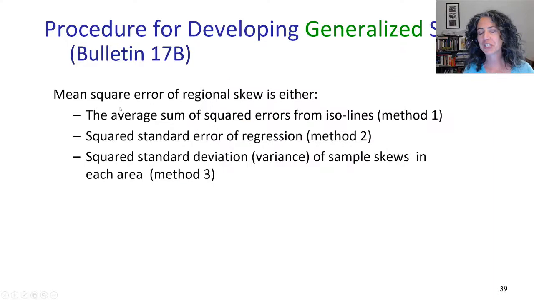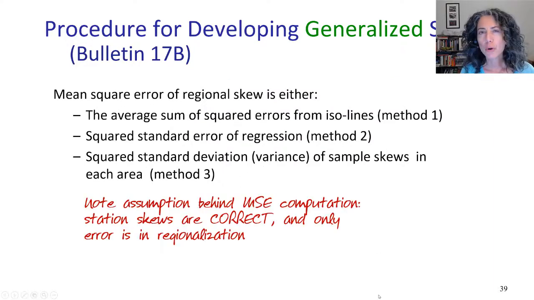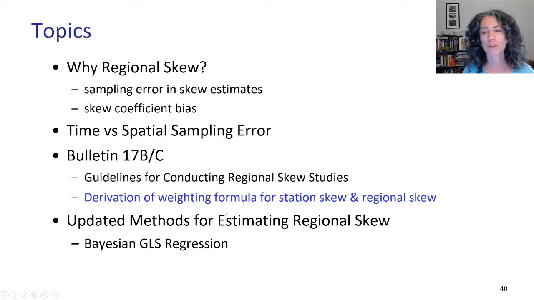This slide just has the mean square errors that I just noted for each of the methods. Note the assumption that is behind the mean square error in each of these methods. It's actually accounting for only the spatial error in these methods for regionalizing, and it's assuming that the station skews that are being used are correct. It's not accounting for the error in the station skew estimates themselves. And this is where a lot of the improvements in the regional skew methods are going to make a big improvement for us.